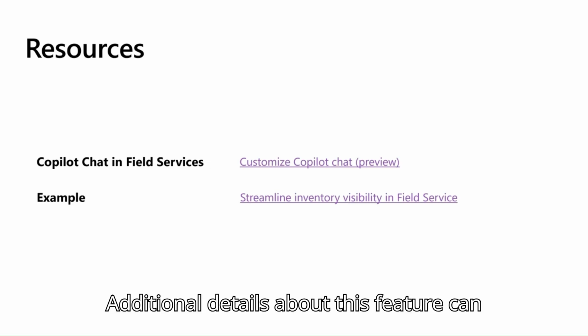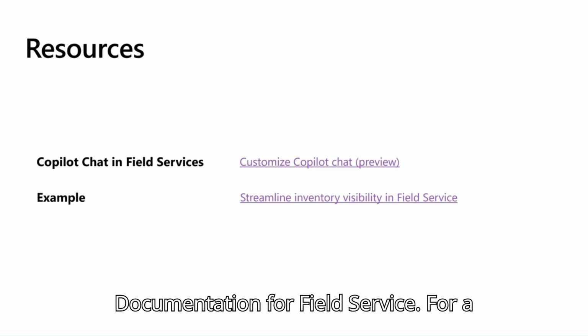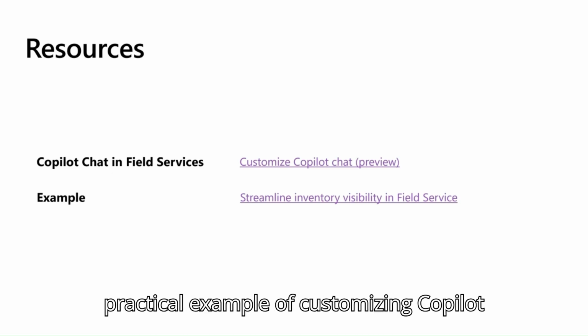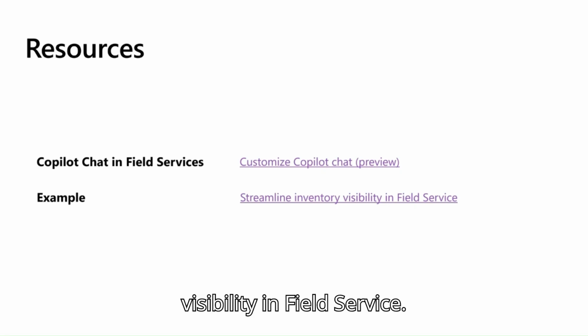Additional details about this feature can be found in the Microsoft Learn documentation for Field Service. For a practical example of customizing Copilot chat, refer to Streamline Inventory Visibility in Field Service.